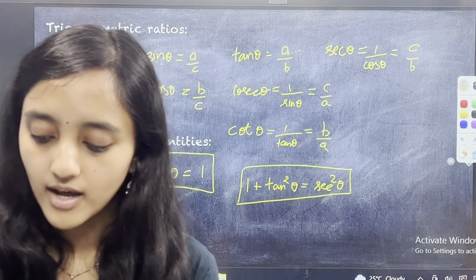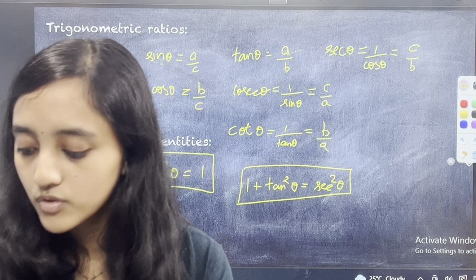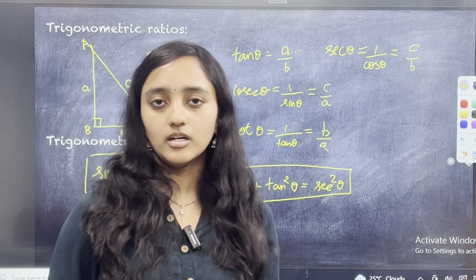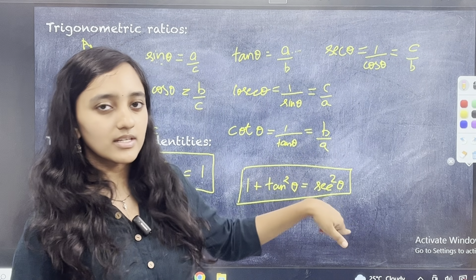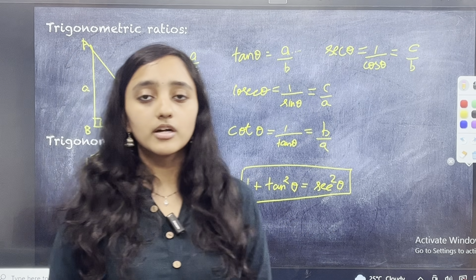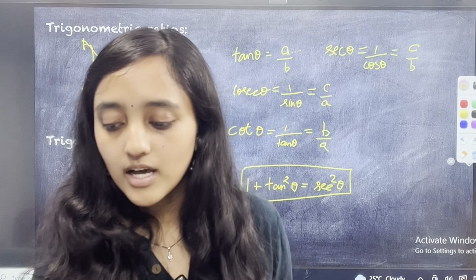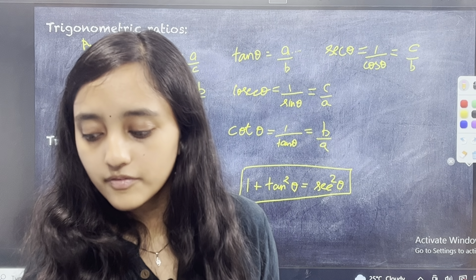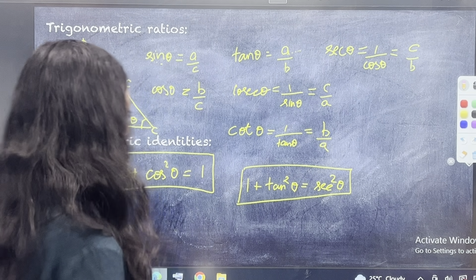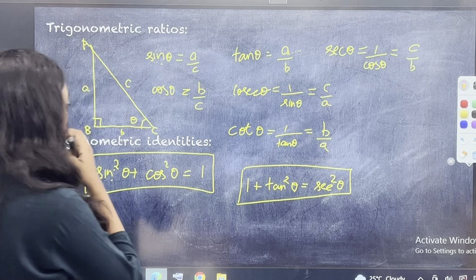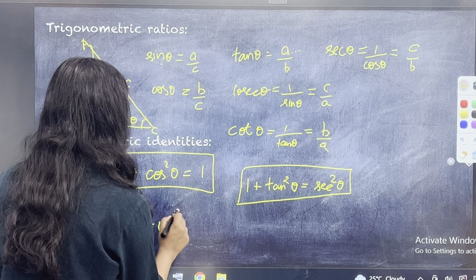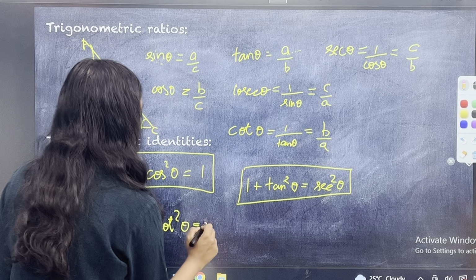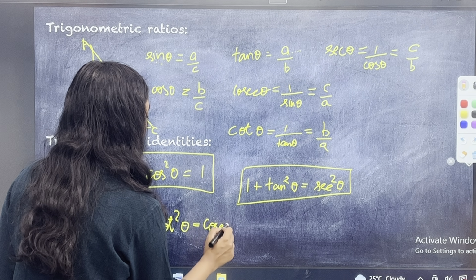So what happens is that in heights and distances, you will be using a lot of these ratios, but you will not be using the identities as much. But for your proofs, you will be using a lot of trigonometric identities as well. After that, you have your next identity: 1 plus cot square theta is equal to cosecant square theta.